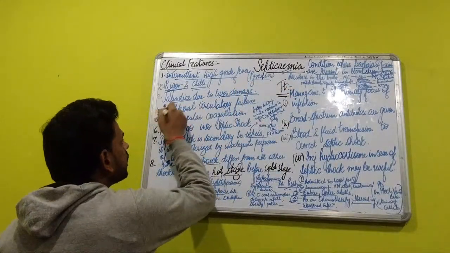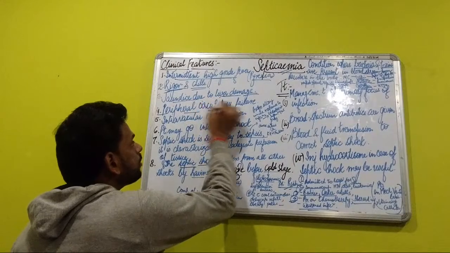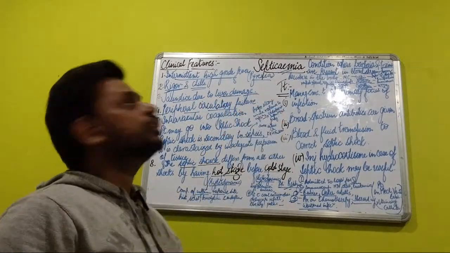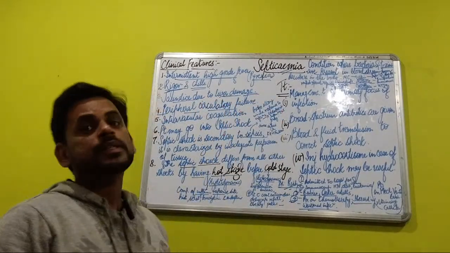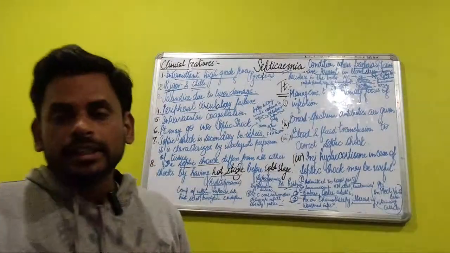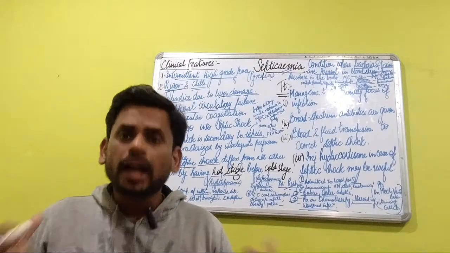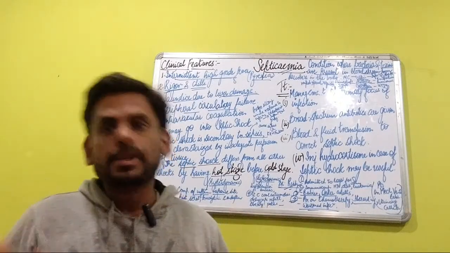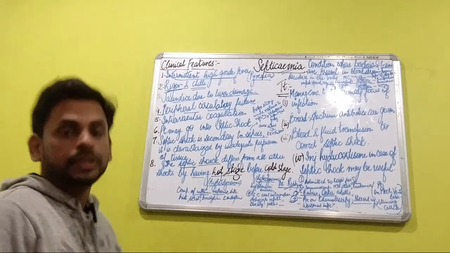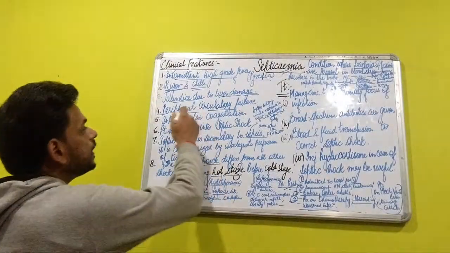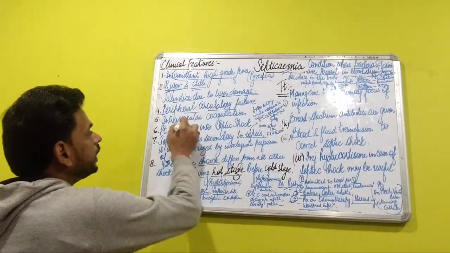Up next clinical feature is peripheral circulatory failure. In peripheral circulatory failure, the end organs are not getting the right amount of blood, and the blood vessels are unable to supply blood to those vital organs, the peripheral organs. So there is decreased circulation, peripheral circulatory failure.